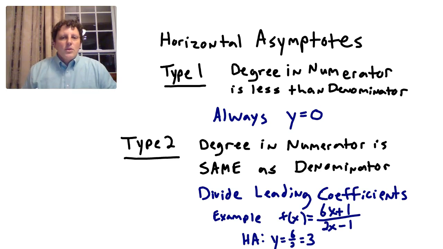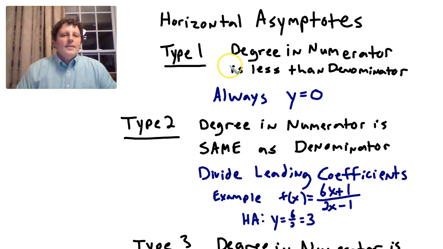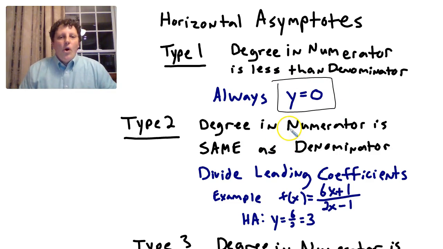Now for horizontal asymptotes there are three different types of rational functions, and how we decide what the horizontal asymptote is depends on the type. One case happens when the degree in the numerator is less than the degree in the denominator. And this one's a pretty easy one because whenever you notice that the degree in the top is less than the degree in the bottom, your horizontal asymptote is always going to be y equals 0. So there's no math to do there. You just have to recognize the degree in the top is less than the degree in the bottom.